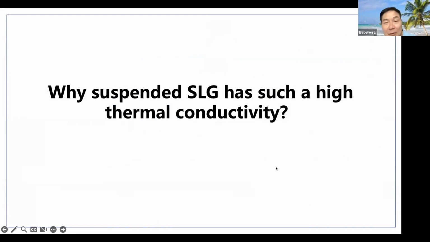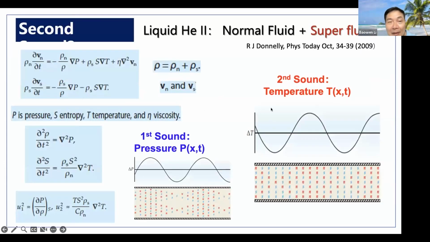People still try to understand the physical mechanism of why suspended single layer graphene has such a huge thermal conductivity. In 2014, two groups, Marzari's group at EPFL and Gang Chen's group at MIT, both published papers in Nature Communications proposing the second sound mechanism. The thought is that in single layer graphene there might exist second sound, which is a temperature wave. But so far we don't have any direct evidence for second sound.